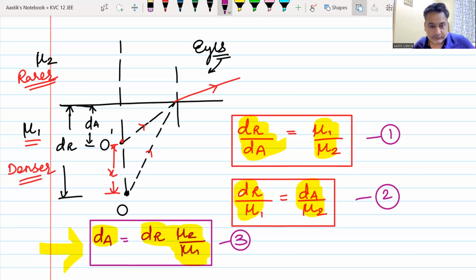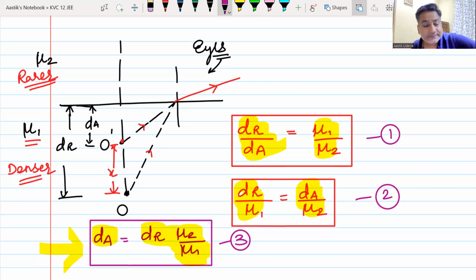Now, if I talk about this x, that is important, this x is the shift. Do we understand this x is the shift? How much it has shifted? This x tells me the shift. How will I get the value of x from here? That is what is important. How do I get the value of x, which is the shift? The shift will be real depth minus apparent depth.